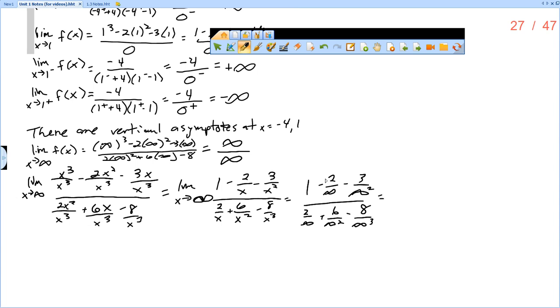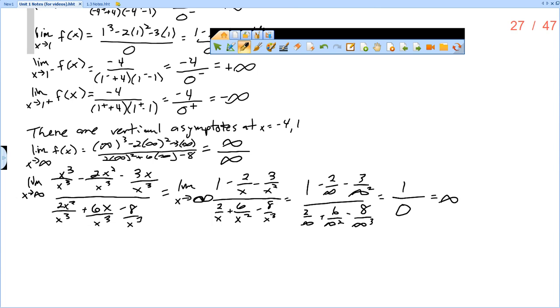So really, what do we get? We get 1 minus 0 is 1, over 2 over infinity, 0 plus 0 minus 0. So we get 0. So 1 over 0 is going to be what? Well, we're approaching an infinite value. This is not a finite value. This is not a number. And so that means that there is no horizontal asymptote.